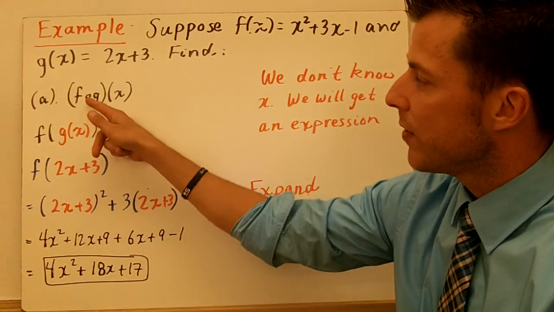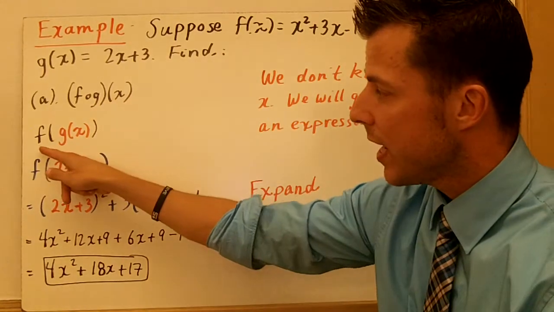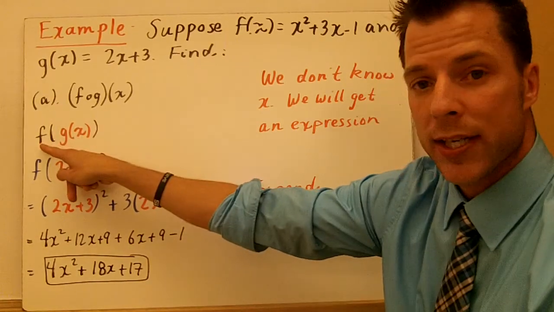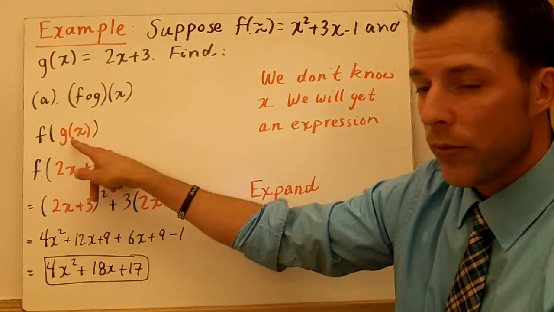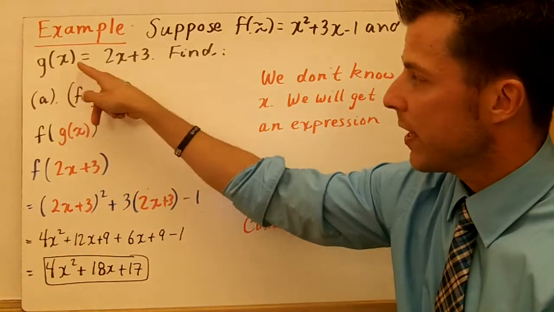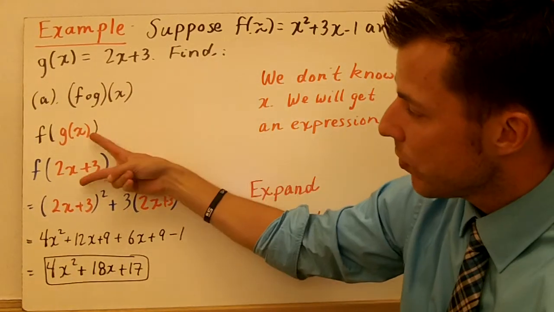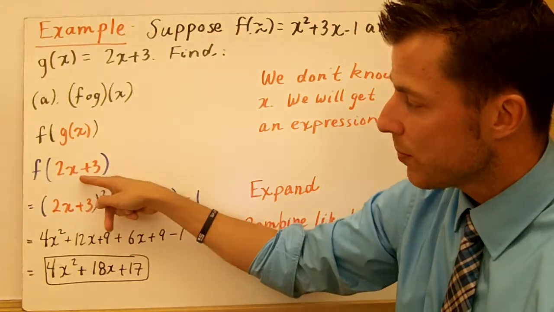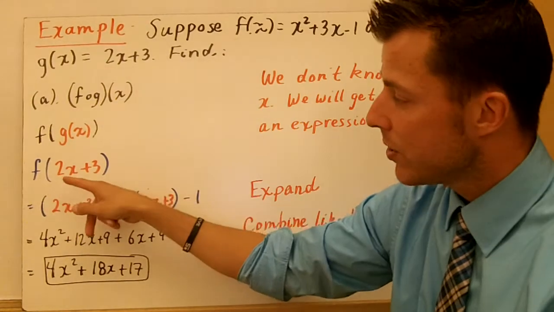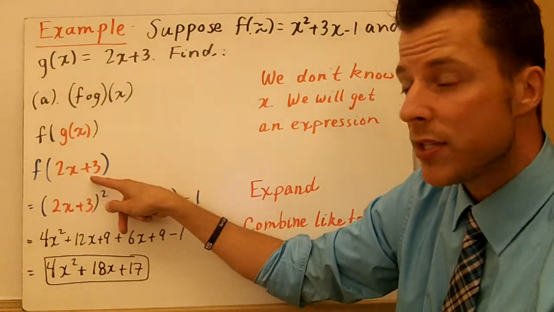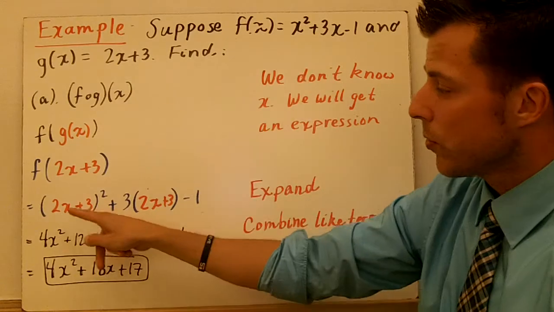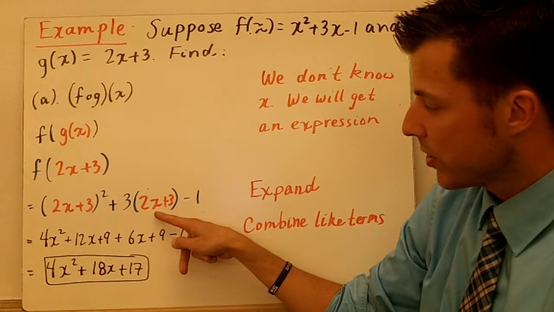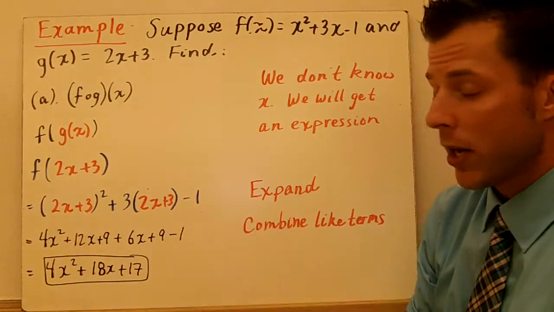So f composed with g. What that means is f of g of x. So you can see that g of x in red has to be plugged into f. Well, in the next line down, don't we know what g of x is? We know g of x is equal to 2x plus 3. So we replace g of x with 2x plus 3. Now, 2x plus 3 gets plugged into f. So that means 2x plus 3 goes into x in f of x. So we're going to have 2x plus 3 squared plus 3 times 2x plus 3, that quantity, minus 1.